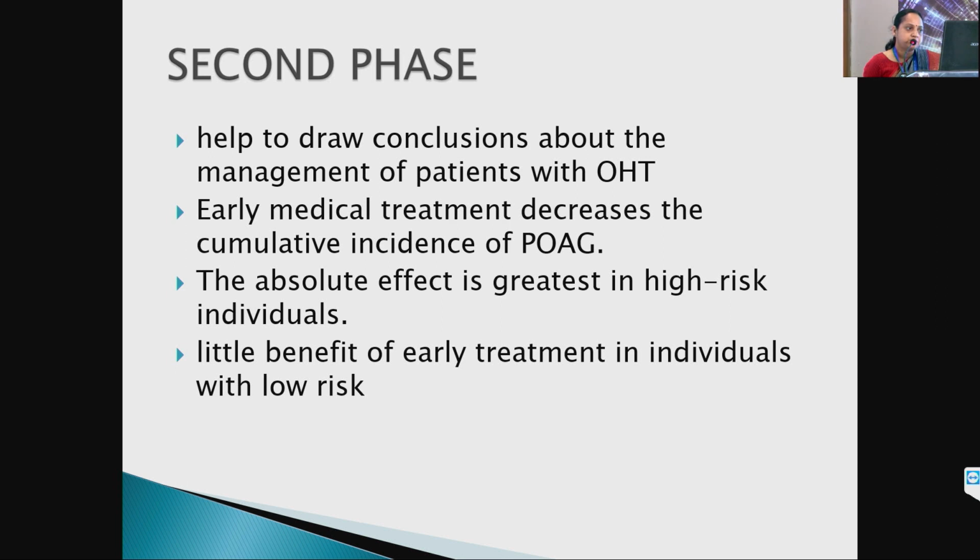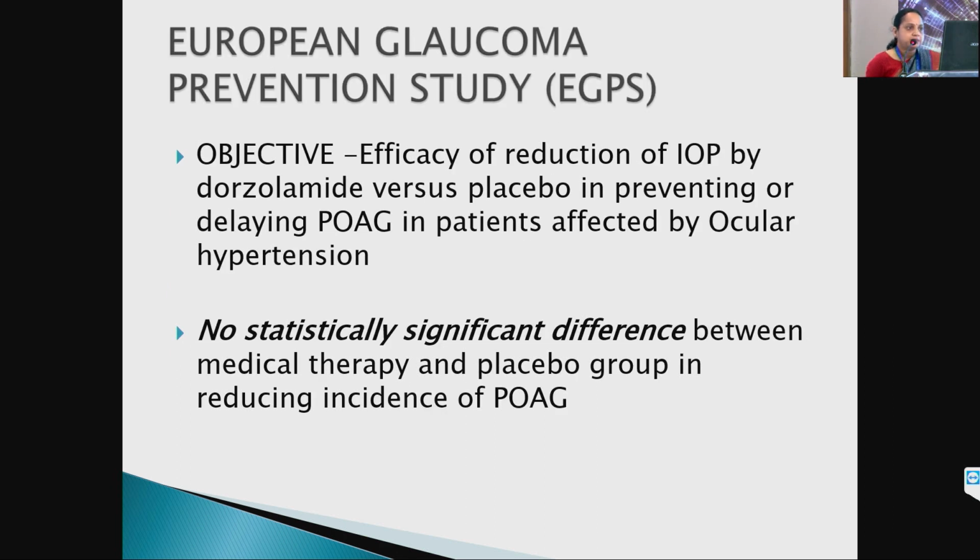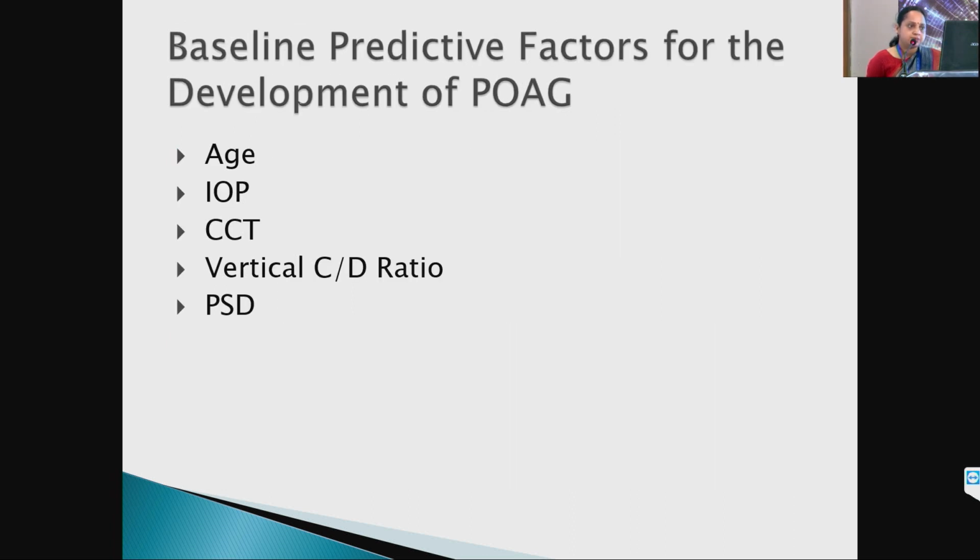So the second phase helps to draw conclusions about the management of patients with OHT. Early medical treatment decreased the cumulative incidence of POAG. The absolute effect was seen in high-risk individuals, with little benefit of early treatment in individuals with low risk. Another study was the European Glaucoma Prevention Study. There was no statistically significant difference between dorzolamide-treated patients and the placebo group in reducing the incidence of POAG in ocular hypertension.